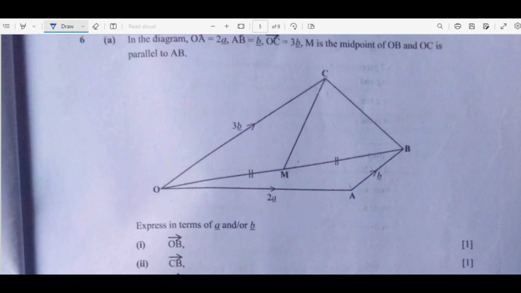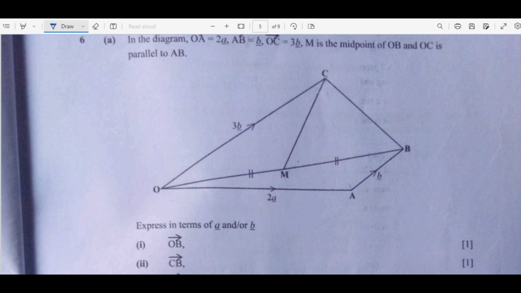Welcome, people. In this video we are going to look at question 6 for Mathematics Paper 2 for the year 2023, and this question involves vectors. So let's look at question 6a. In the diagram, OA is equal to vector 2a, AB equals vector b, OC equals 3b. M is the midpoint of OB and OC is parallel to AB.